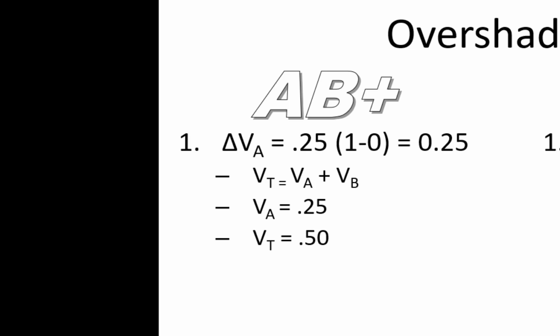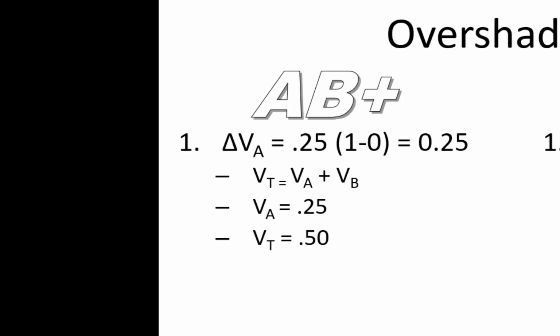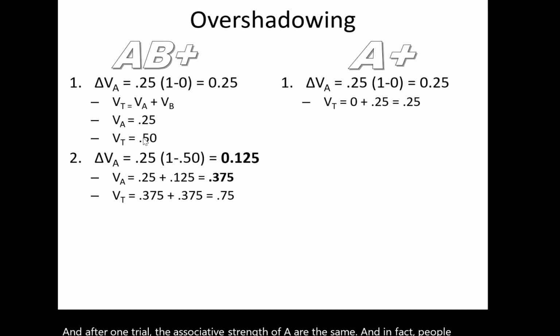Here we are with trial 1 with just A by itself. Remember, we're comparing these two groups. This is group 2. And after one trial, the associative strength of A are the same. And in fact, people predict you can't see overshadowing if we just do one trial. But let's do number 2, the second trial.